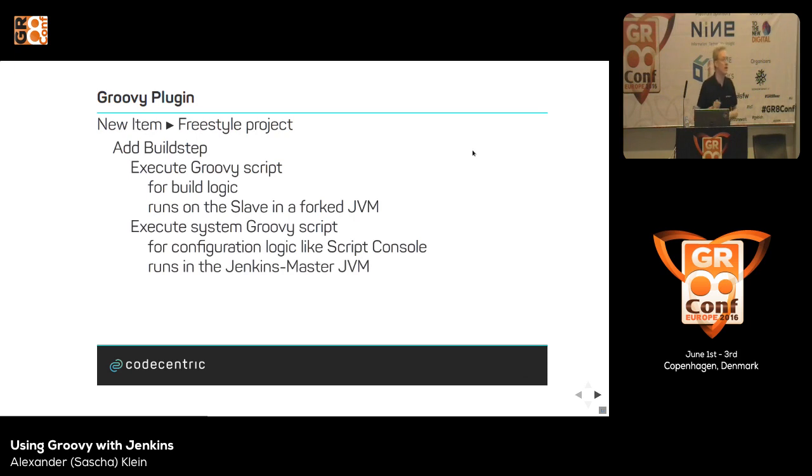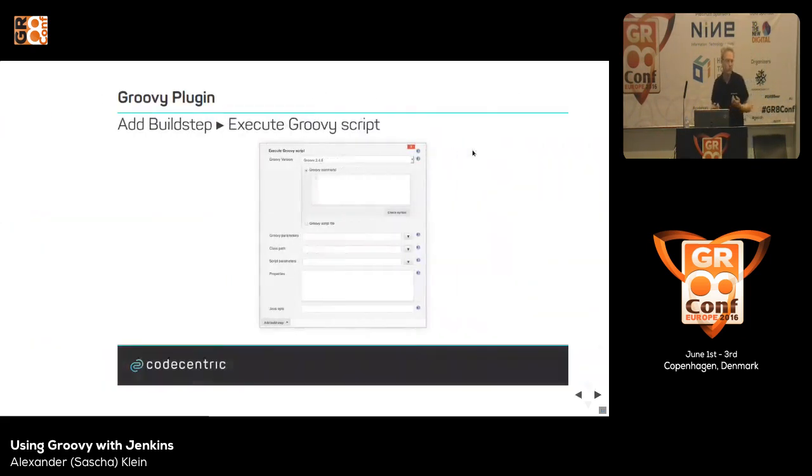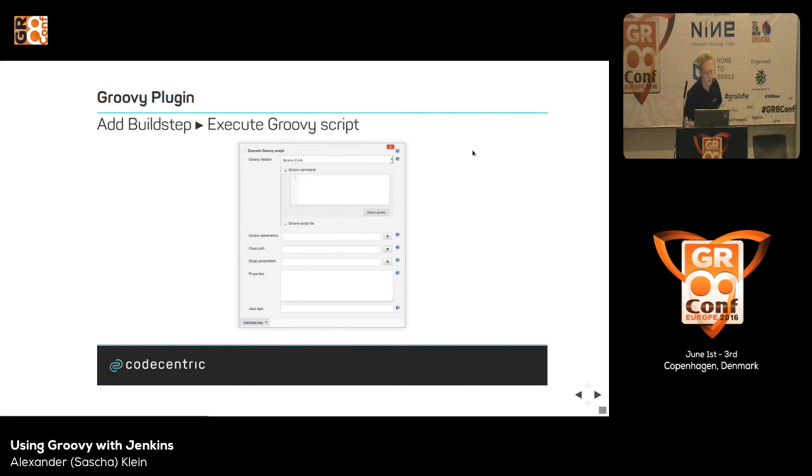And this runs in the master JVM, the Jenkins master JVM, and not on the slave executing that, because the configuration that you possibly change will always be transferred to the slaves from Jenkins. So, here is an image of how it would look for Execute Groovy script. You have some options like here to select which Groovy version you want to have, then the Groovy command that you want to execute.